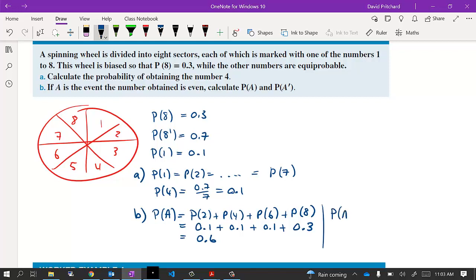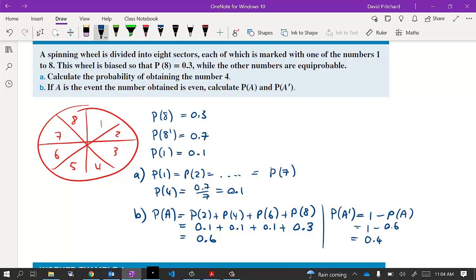And the probability of not A is obviously probability of odd, but it's easy to work out by saying that it's 1 take away that probability of A. So it's everything take away the probability that A occurs. So it's 1 take away 0.6, and we're left with 0.4. Complement should add up to 1, and so that kind of confirms what we're looking at.